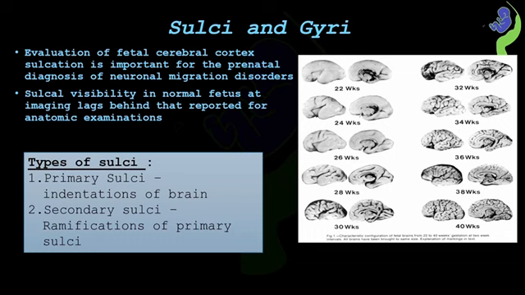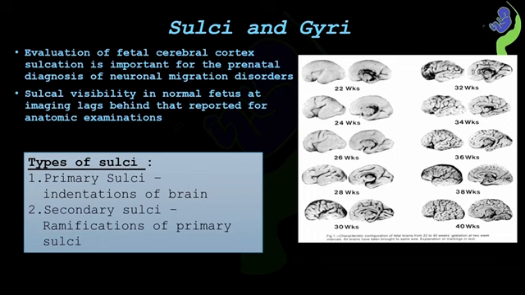The development of sulci and gyri reflects the ongoing process of neuronal migration, which is the key aspect of cortical development. And that's why their assessment is so important in prenatal neuroimaging. It is important to note that there is often a delay between the actual anatomical formation of these sulci and their visualization on imaging.